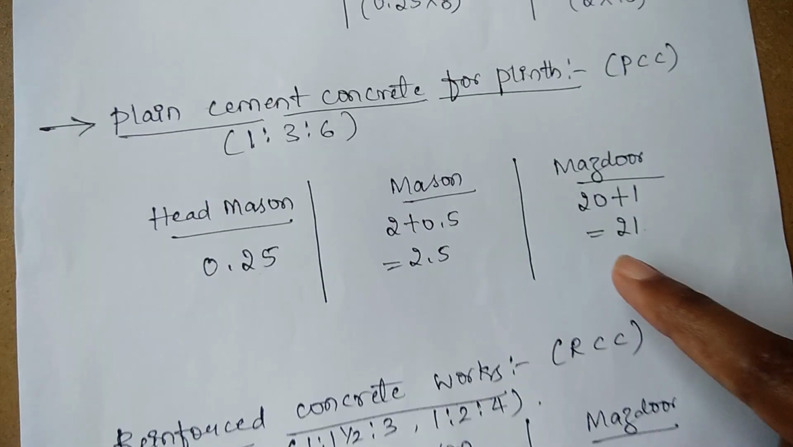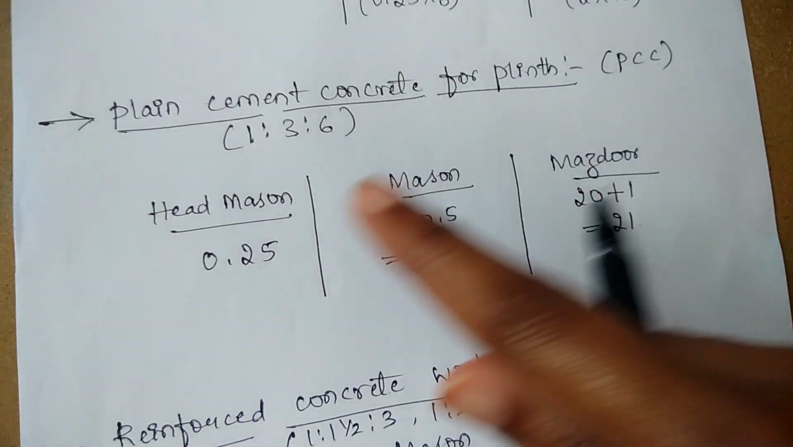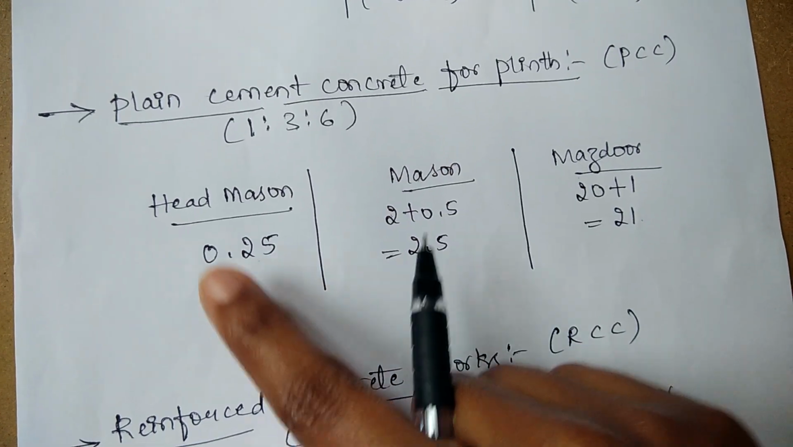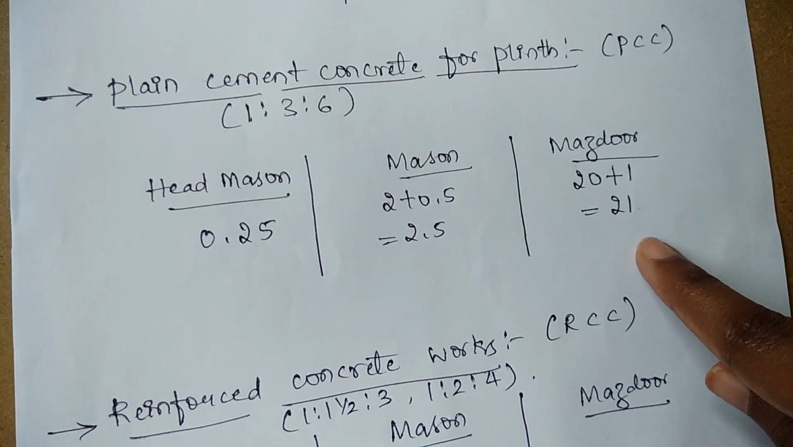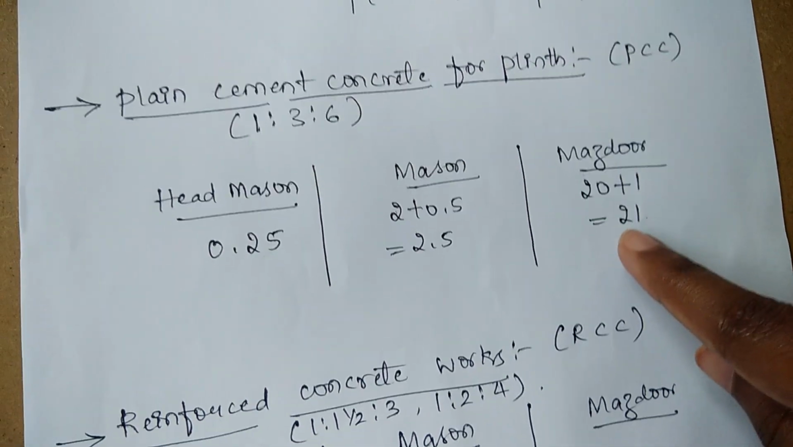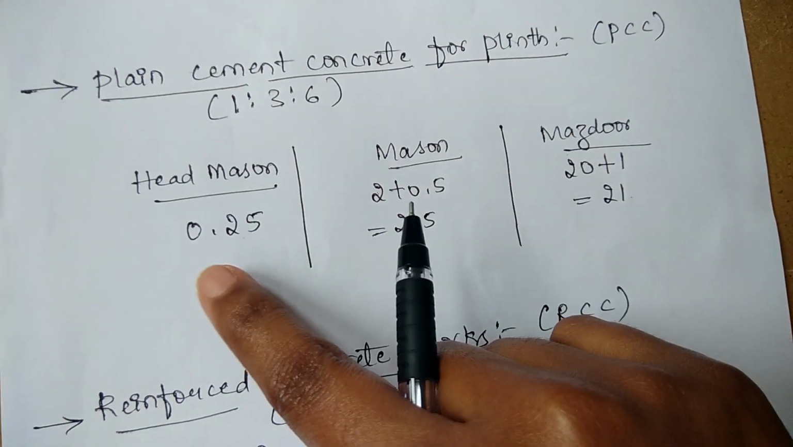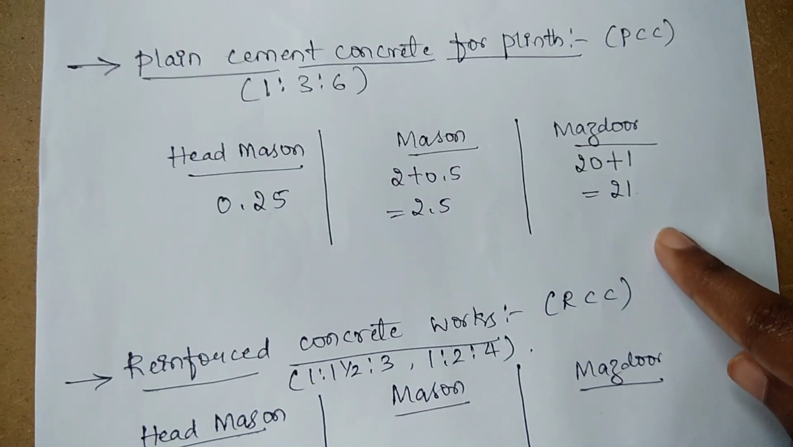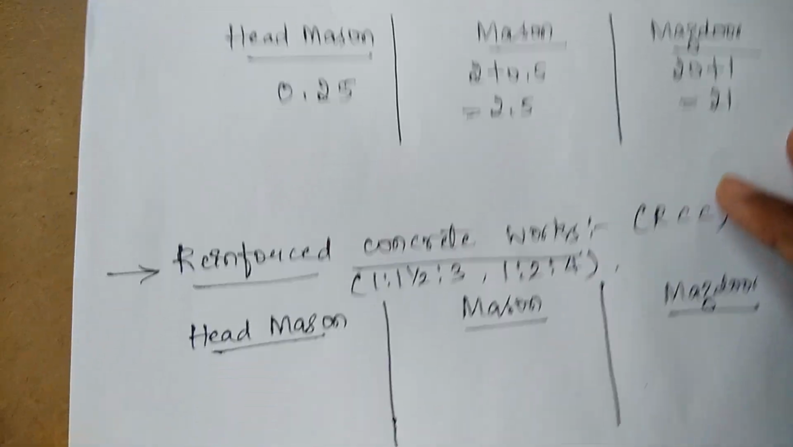Hence the final quantity of labors for PCC for plinth for a proportion of 1:3:6 is 0.25 numbers of head mason, 2.5 numbers of mason and 21 numbers of Mazdoor. Here the head mason are of 0.25 numbers. So that gives you the final quantity for PCC for a plinth proportion of 1:3:6.